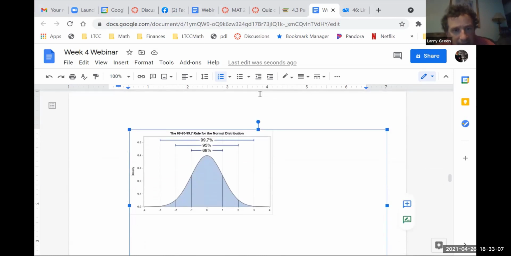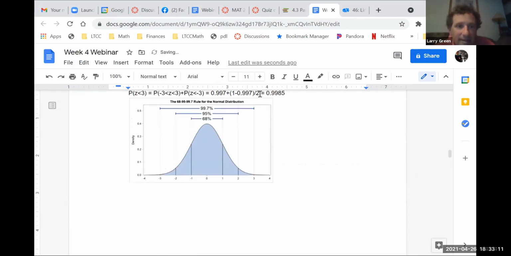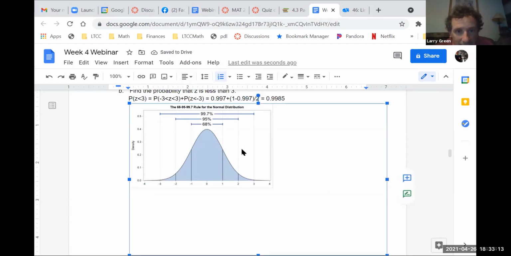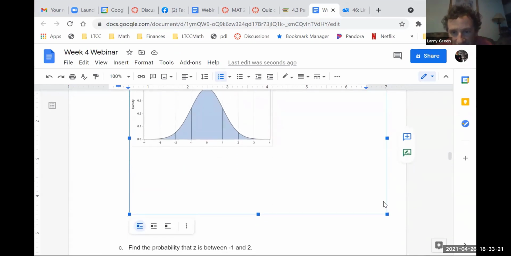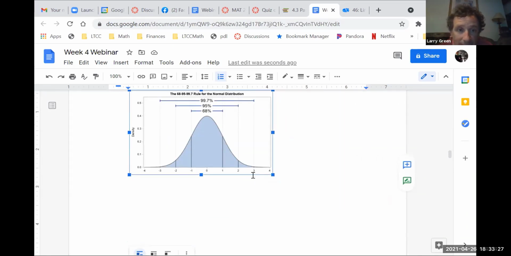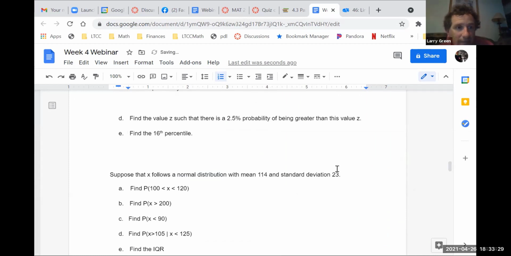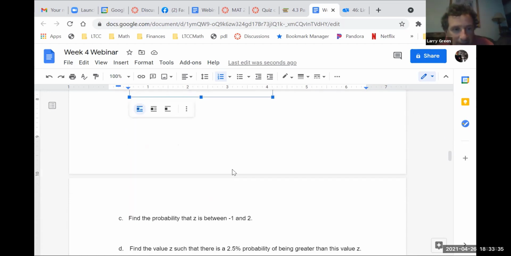Something weird happened. Let me try something. It's doing too big. For some reason, it's capturing more than I want it to capture. I wonder if I can kill it this way. No, it didn't work. Oh, well. I can still make it a little bit smaller at least.